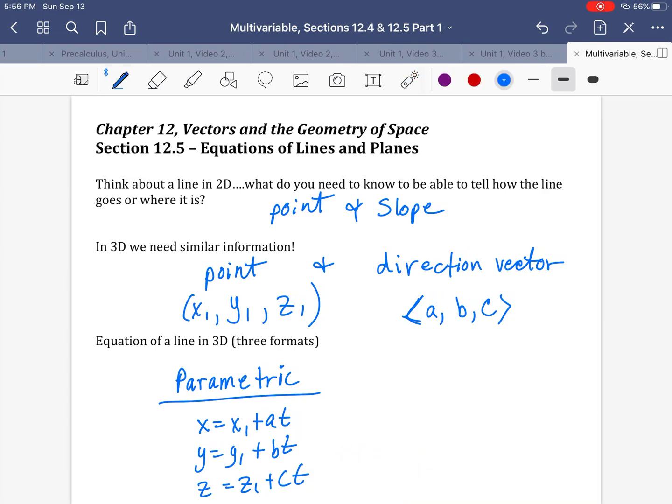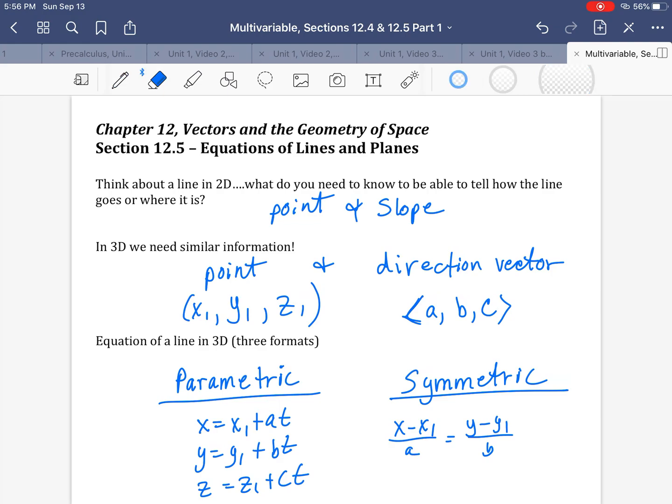Okay, so that is another format of an equation of a line, and that is called symmetric form. Okay, so it is x minus x1 over a, equals y minus y1 over b, equals z minus z1 over c. All right, so in a way you can let yourself know these are all equal to t. All right, so if you ever needed to use that.